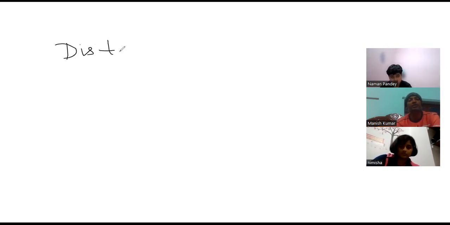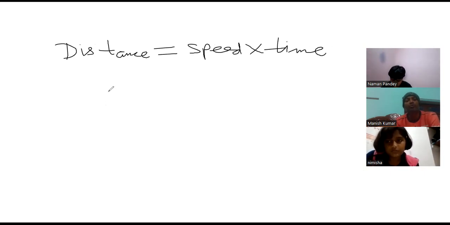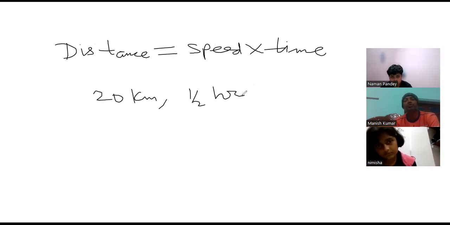Now, do you know the formula of the relation between distance, speed and time, Naman? Speed is the distance covered by a body per time taken. Can we write distance is equal to speed into time? Now suppose the distance traveled is 20 kilometers and the time taken for that is half an hour. What will be its speed?